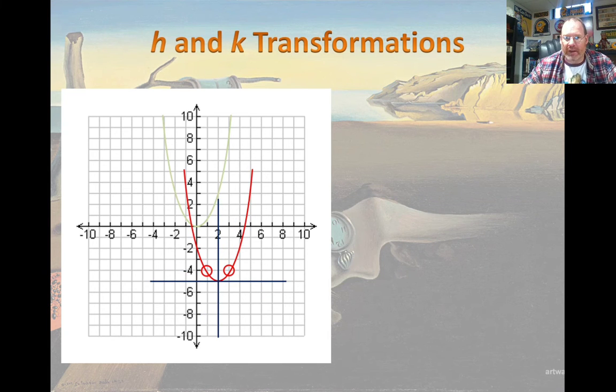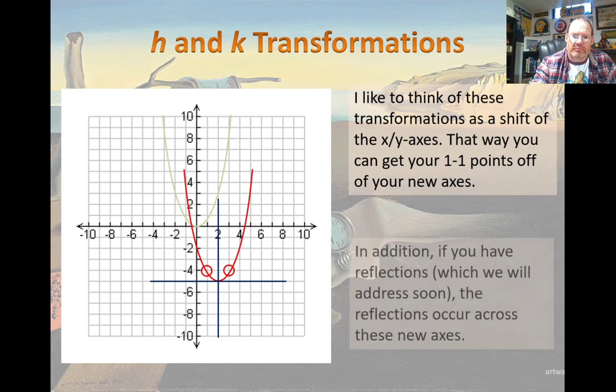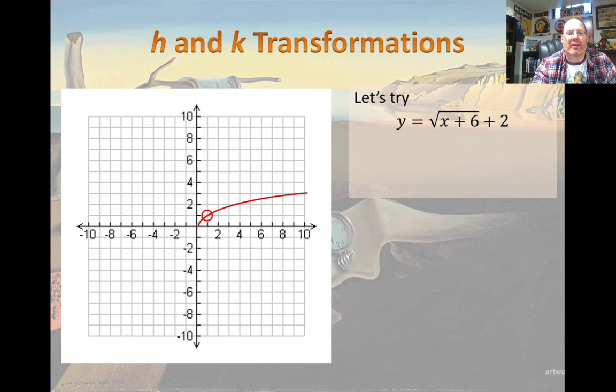Like I said, another way to look at it is we're taking the entire axes and moving them right 2 and down 5, and that's helpful when we come across reflections, because the reflection is the last thing that you do. If we have reflections, we will address soon. The reflections occur across these new axes. Fantastic.